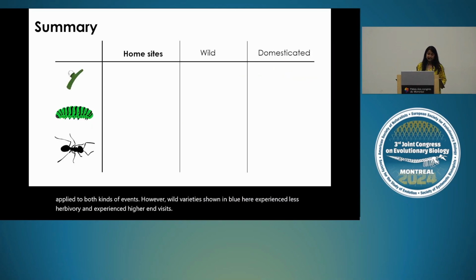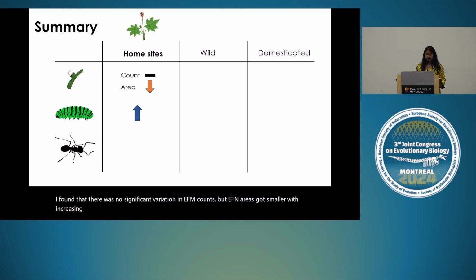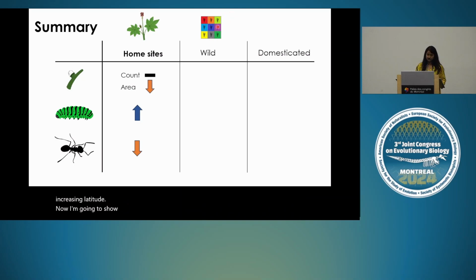So to quickly summarize everything I just told you: in the wild sampling study, I found that there was no significant variation in EFN counts, but EFN areas got smaller with increasing latitude. Herbivory increased with increasing latitude, and ant visits decreased with increasing latitude. Now I'm going to show you the common garden results in both these columns. So compare this column with the column that I just showed you.